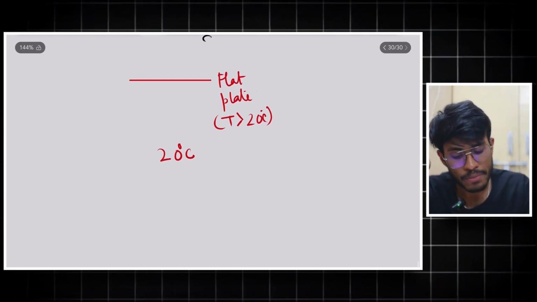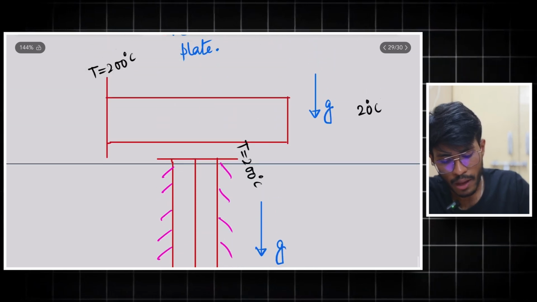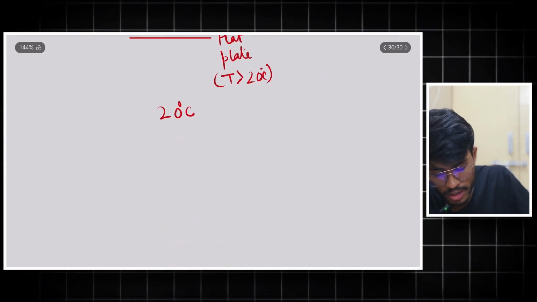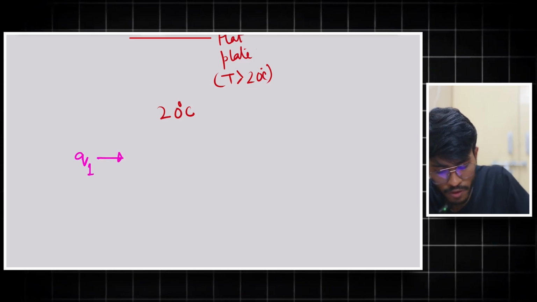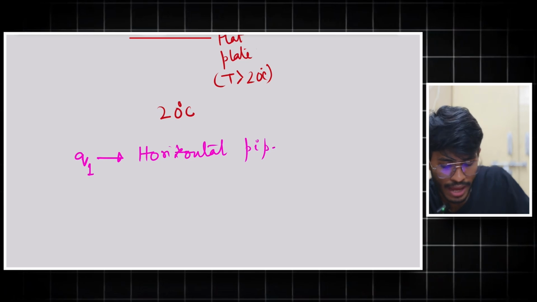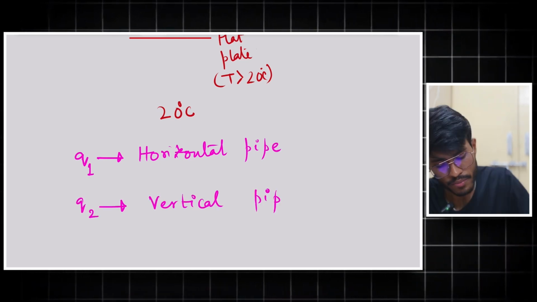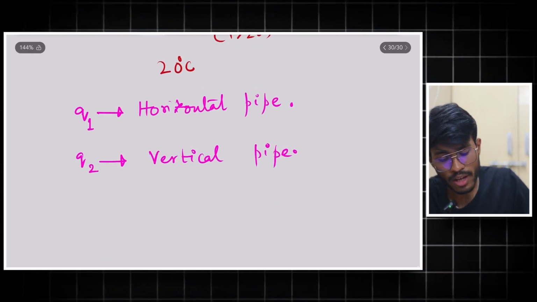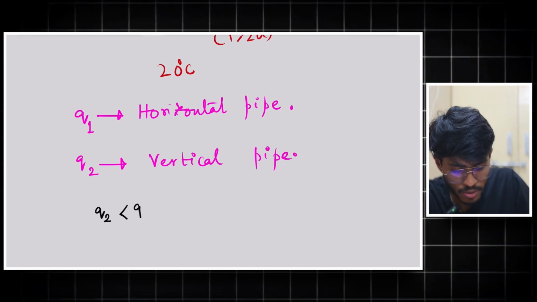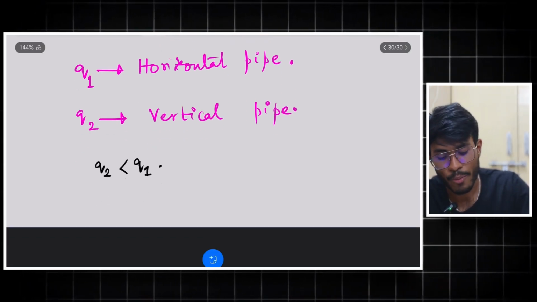So now for the upside down case, let me define that my Q1 is the heat transfer for the horizontal pipe, not bar, and my Q2 is for the vertical pipe. Now I have already explained why my Q2 will be less than Q1. Clear? Q2 will be less than Q1. So this is now the magic.